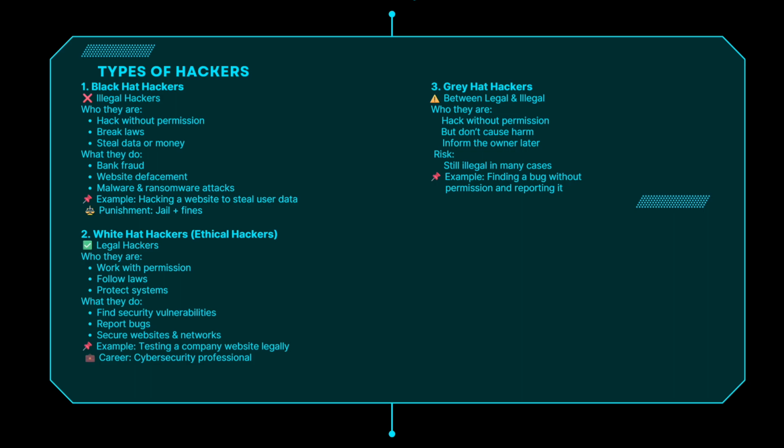Number 2, white hat hackers. White hat hackers are ethical hackers who work legally to protect websites and networks with permission, and they follow the laws and protect the systems. The main role is to find the bugs and report to the person. For ethical hackers, the companies will give legal permission to test the company's website. For ethical hackers, there are plenty of jobs in cybersecurity. In our channel, we can see upcoming videos about job updates for ethical hackers and cybersecurity professionals.